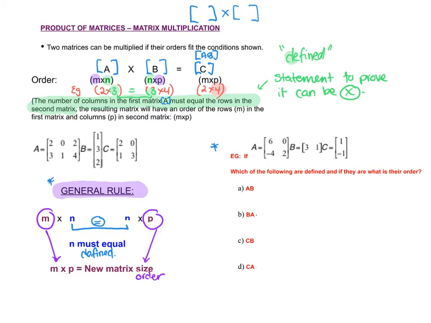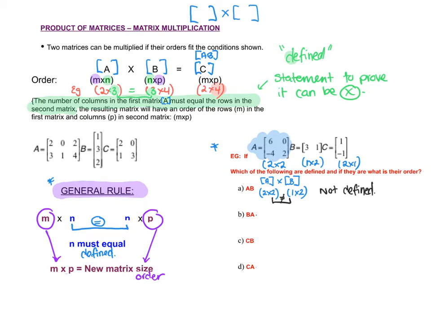If I do matrix A times matrix B, what is the order of A up here? 2 by 2. Good. What's the order of this one? 1 by 2. And this one? 2 by 1. Good. So underneath, if you wrote the orders, A is a 2 by 2 and B is a 1 by 2. These two numbers are not equal, are they? No. So this one is not defined.